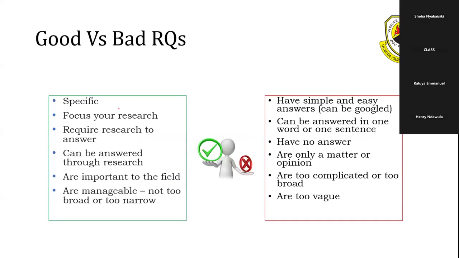There are good research questions and bad ones. A good one is specific, focuses your research, requires the research to answer. When I say requires the research to answer, for example, someone may say, what is the distance between the Earth and the Moon? Well, you may find Google can help you answer that question very well. You don't need to actually do research.